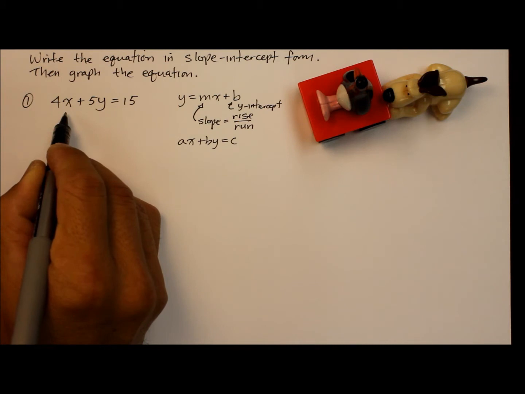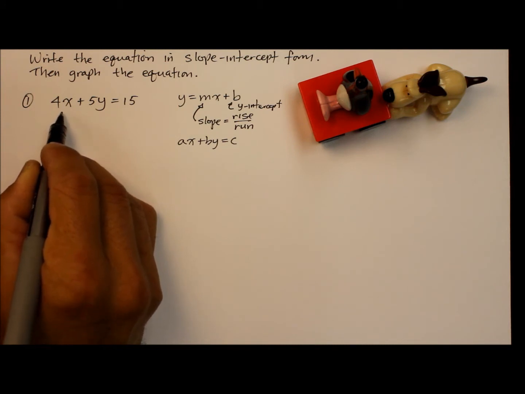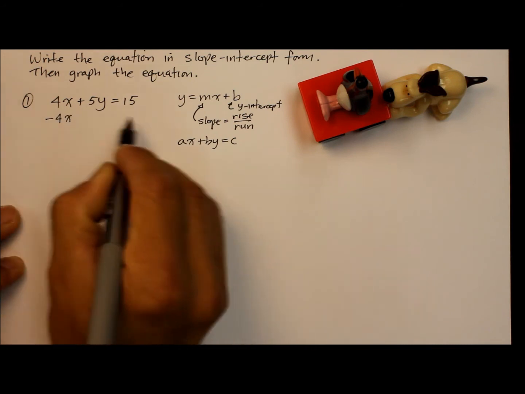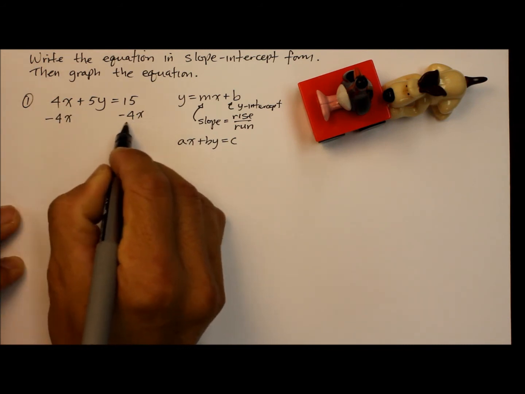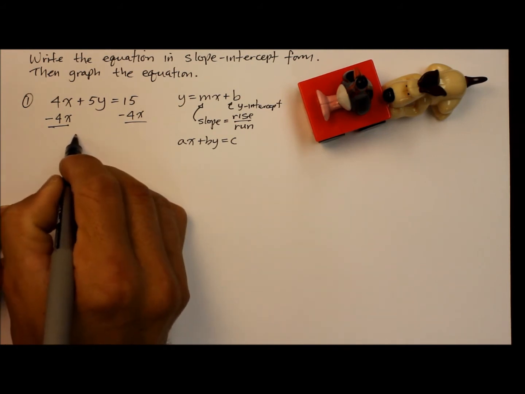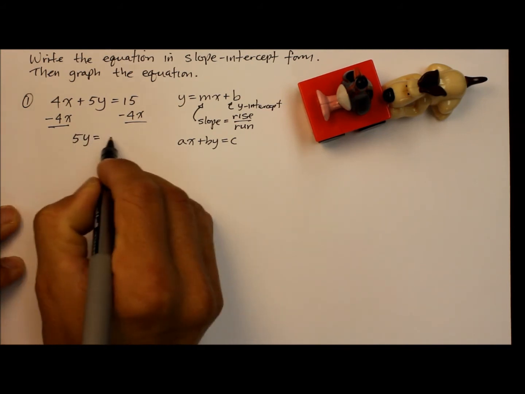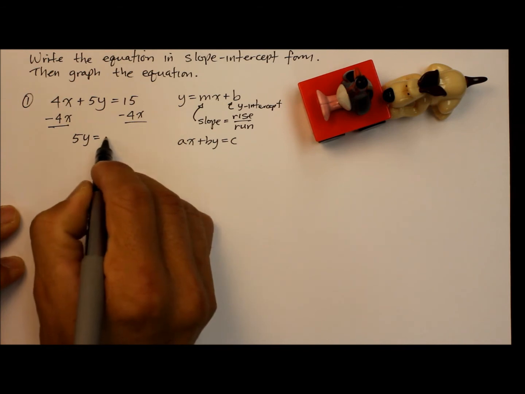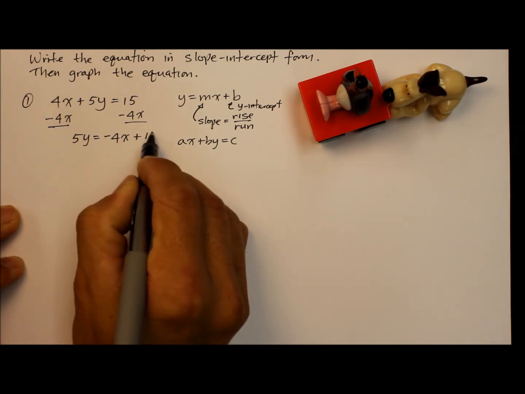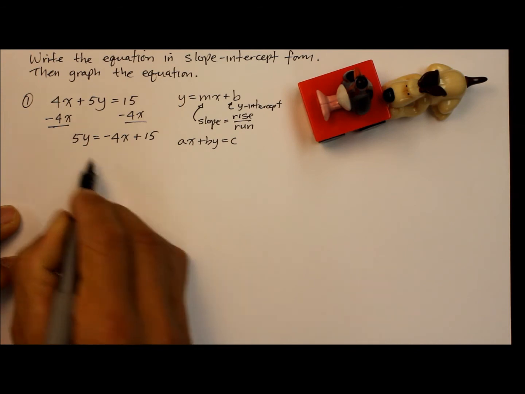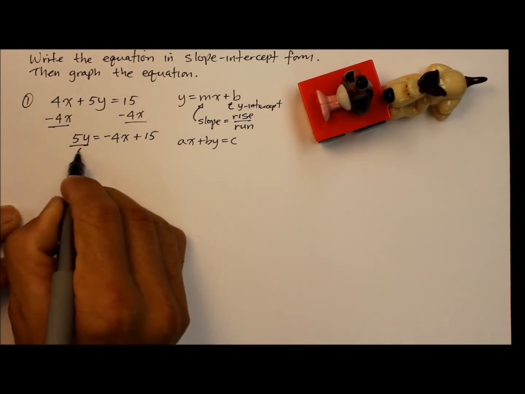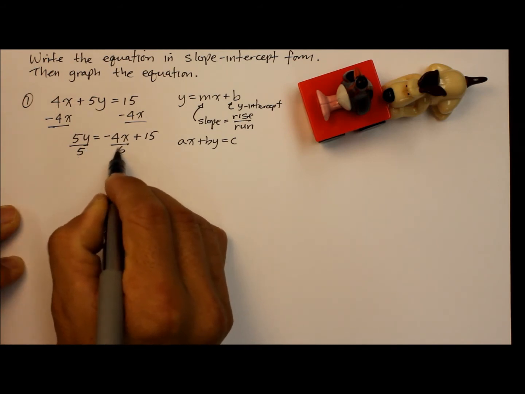To do that, we're going to move the x term to the right side of the equation by subtracting 4x, the subtraction property of equality. When we do that, we end up with 5y is equal to, write the x term first, negative 4x, and the constant 15 comes later. Now we're going to solve for y by dividing by the coefficient 5, and we do that to all the terms.